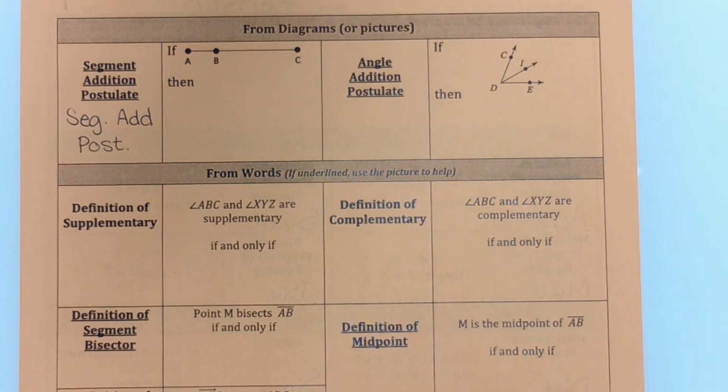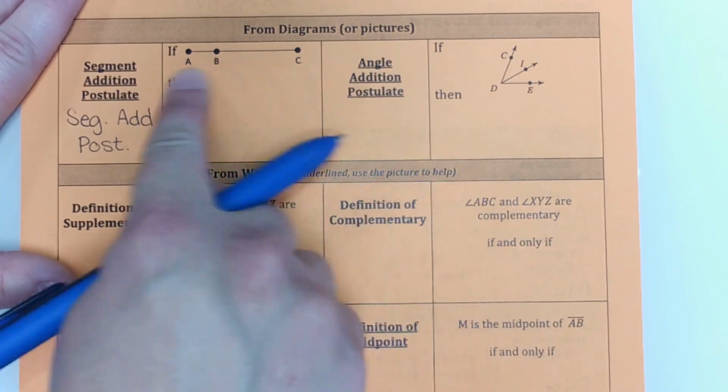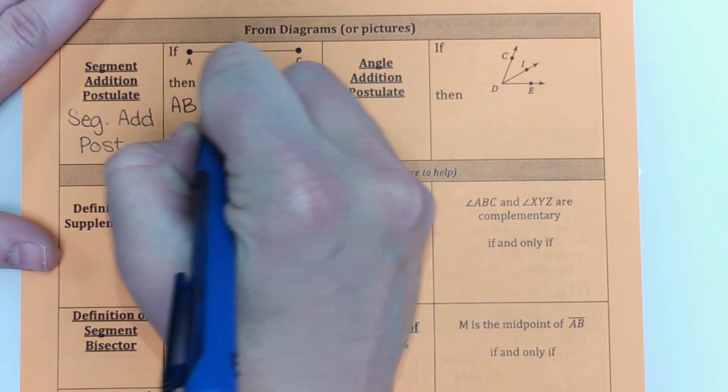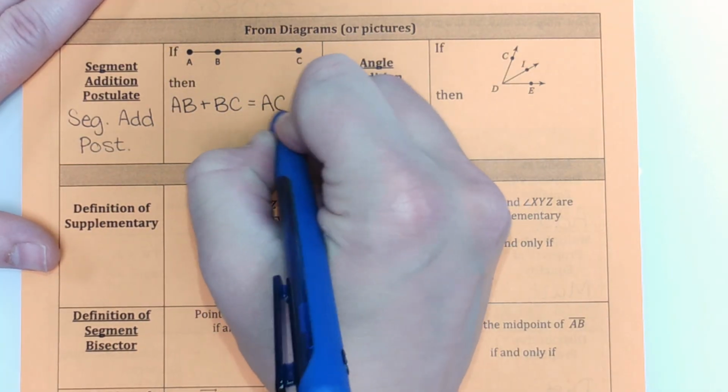The segment addition postulate says that if I have a picture that looks like this, where there's 3 points on a segment, I can add the two smaller segments, AB plus BC, and say that that is equal to the big segment, AC.